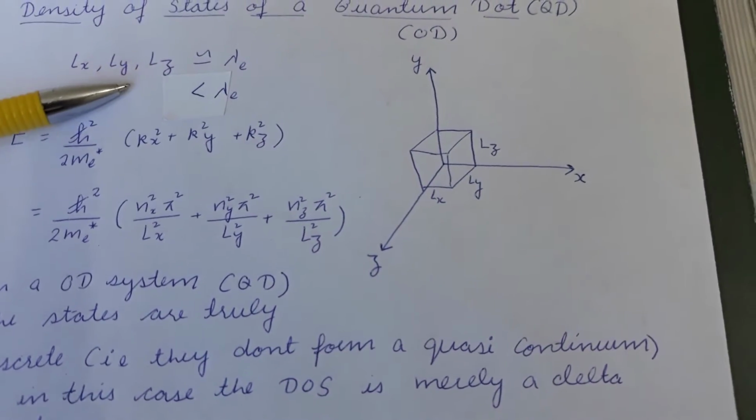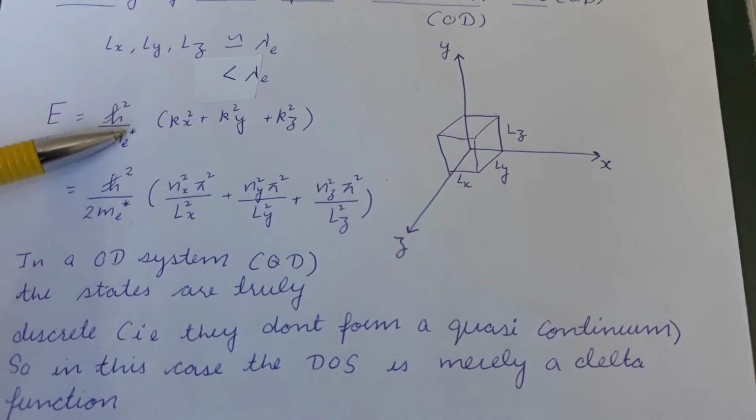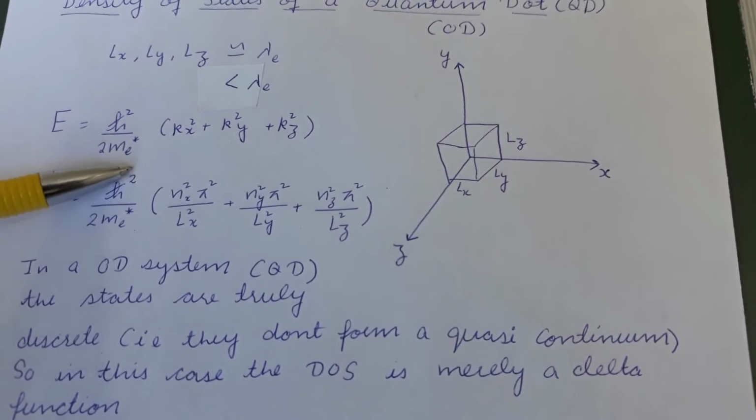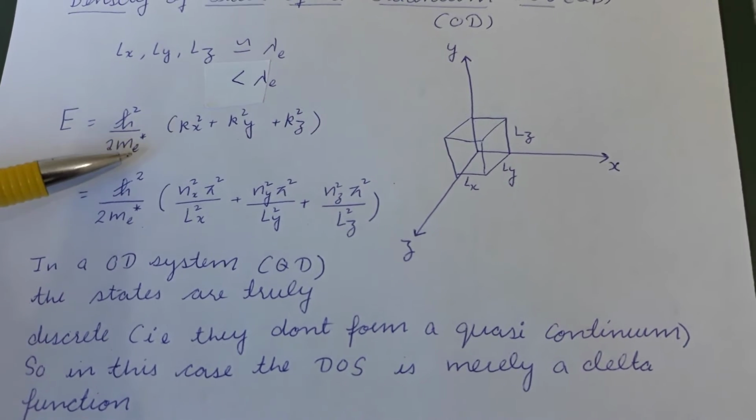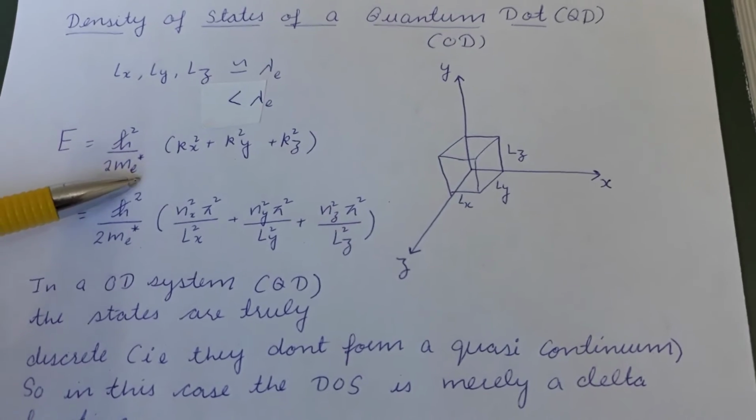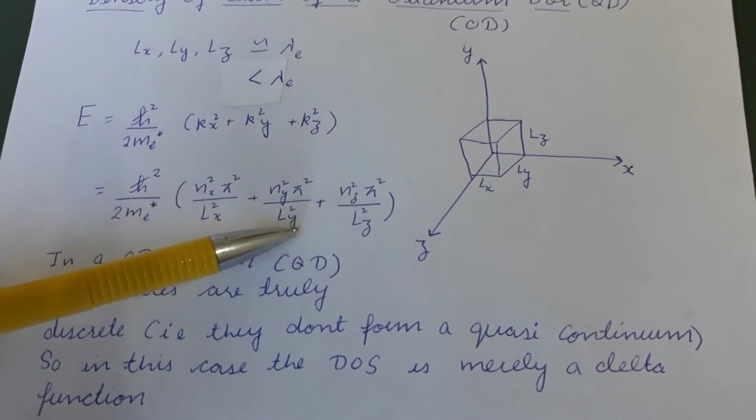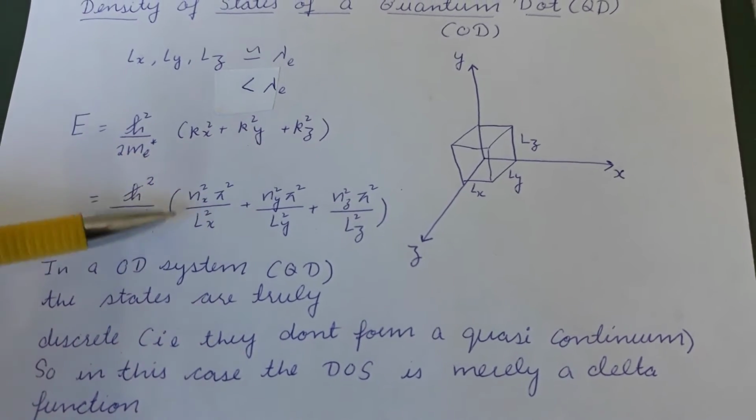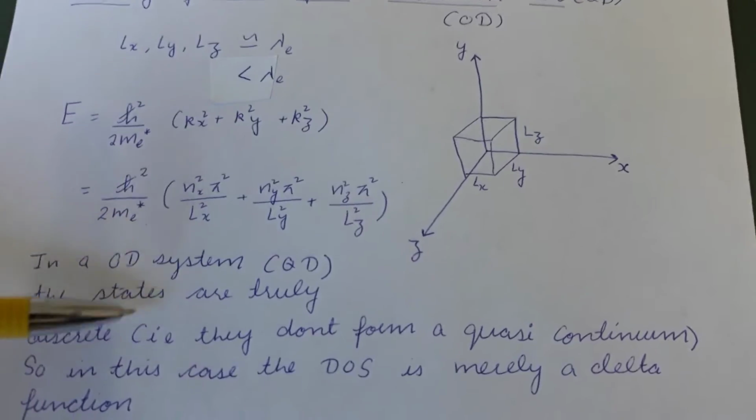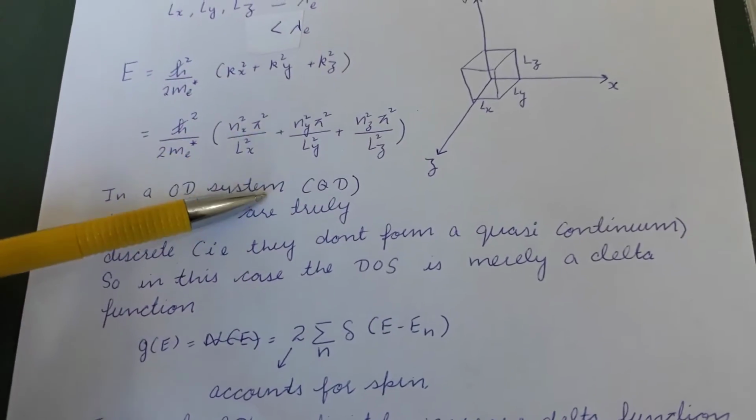In such a case, the energy will be given by ħ²k²/2m, where we are using the effective mass of the electron because the electron is not completely free but is inside a lattice. So the k vector will be discrete in all three directions. We replace each k by nπ/L. This we have discussed many times already. So it means that the energy is not continuous in any direction.